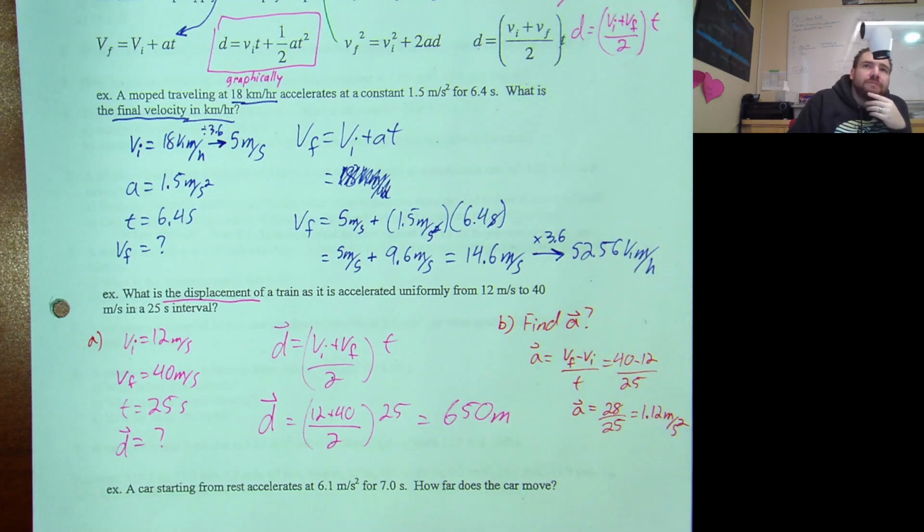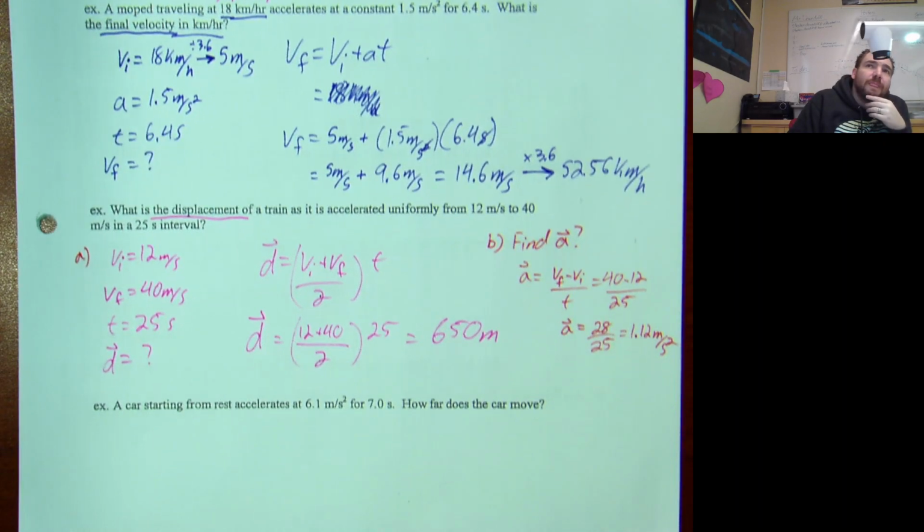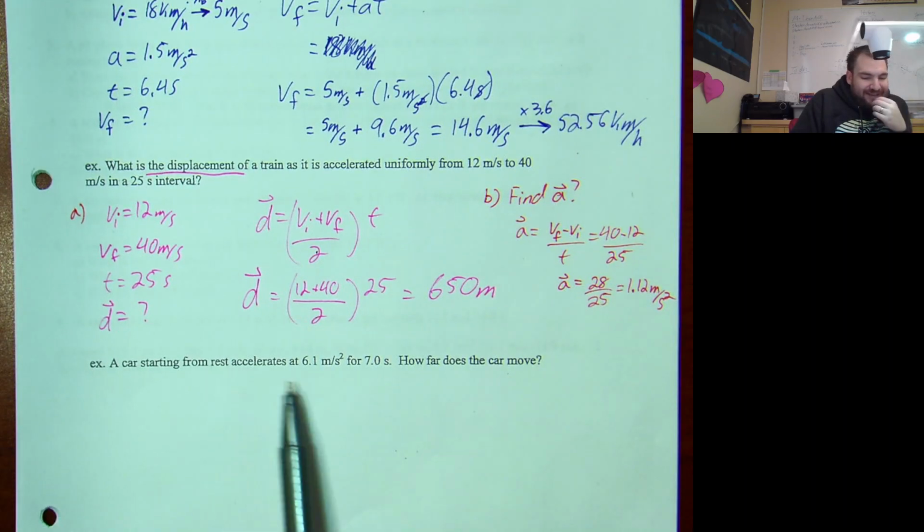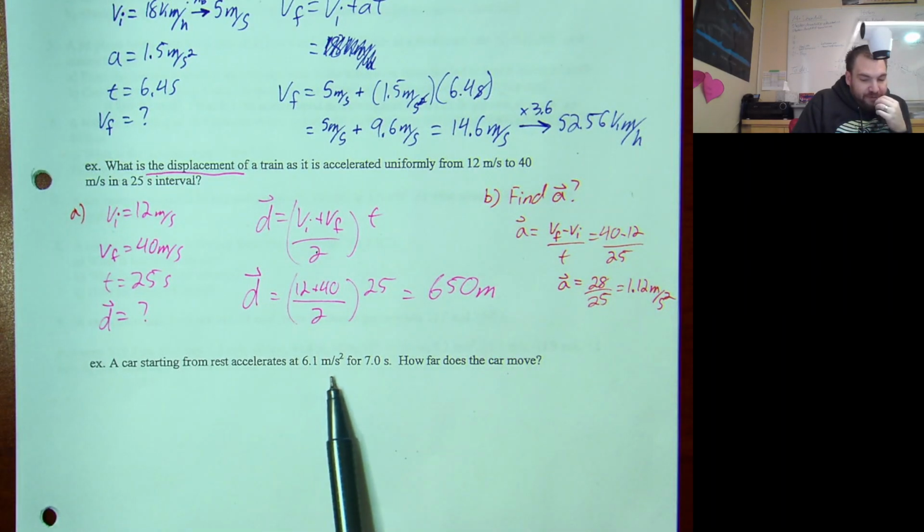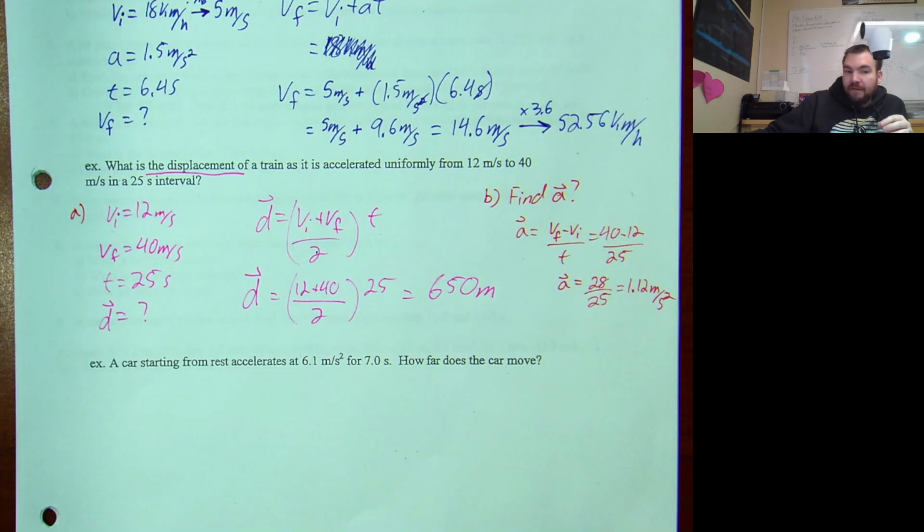Let's see another example. A car is starting from rest. It accelerates at 6.1 meters per second squared for 7 seconds. How far does the car move? What do I know? Final velocity is 6.1.